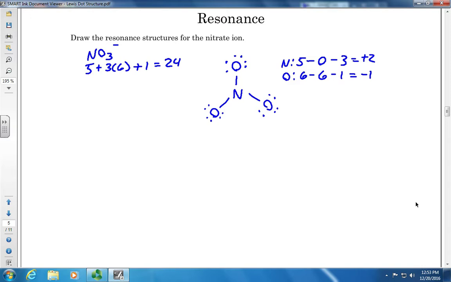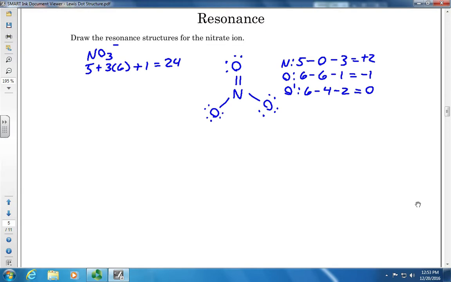To make this a little more stable, we're just going to take one of these oxygens and give it a double bond instead. So for oxygen prime, we've got 6 minus 4 minus 2. 6 valence electrons minus 4 free electrons minus 2 bonds gives us 0. So that's kind of what the nitrate ion is going to look like.